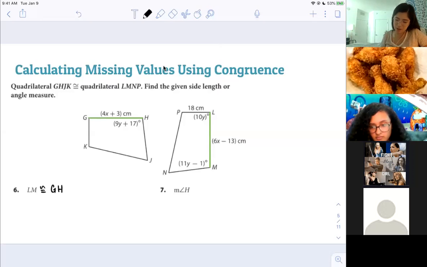On number 6, what can I set equal to each other? If I know these two side lengths are equal, what can I write?